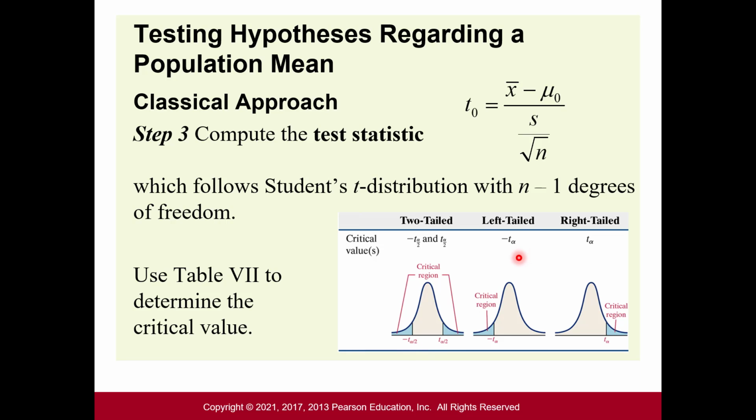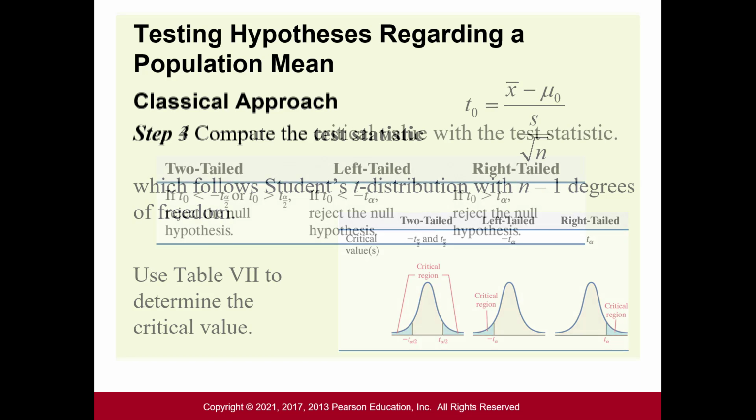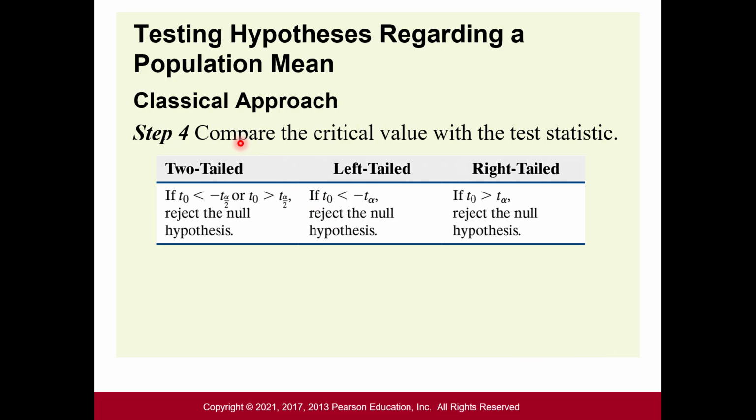For the left-tailed test, our critical value is negative T sub alpha, and for the right-tailed test, it's positive T sub alpha. Then step 4 is to compare the critical value with the test statistic, and based on the comparison, we can make our conclusion.